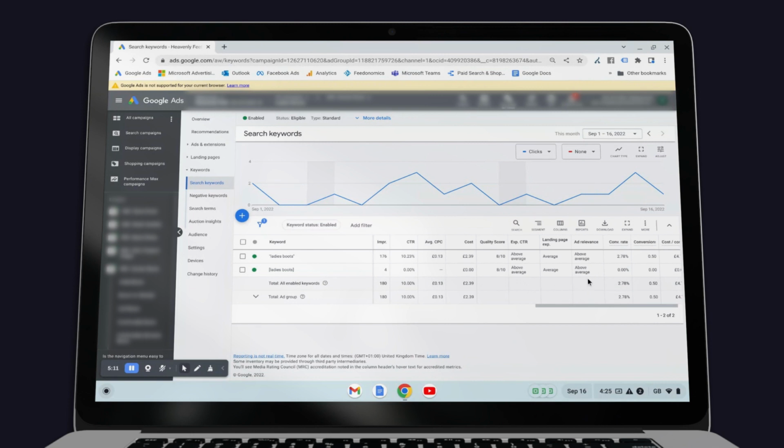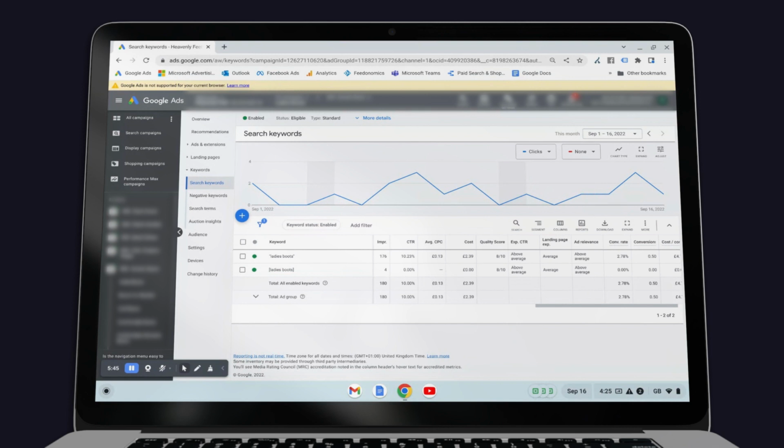Then we look at ad relevance. So again, how do the keywords we're targeting relate to the ads that we're showing? Again, we're seeing here that it is above average, so we're doing excellent in this area. Where, for example, we are average is with landing page experience. Landing page experience is all about improving the quality of the website and making sure that the content on the landing pages relates to the searches that users are making. It also relates to how easy the website is to navigate.